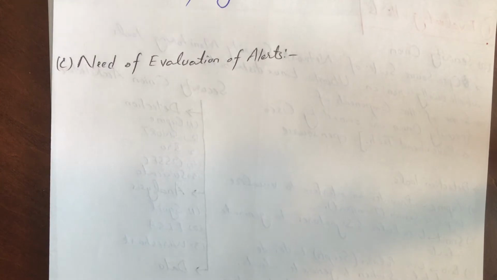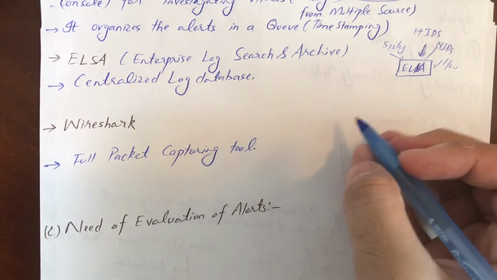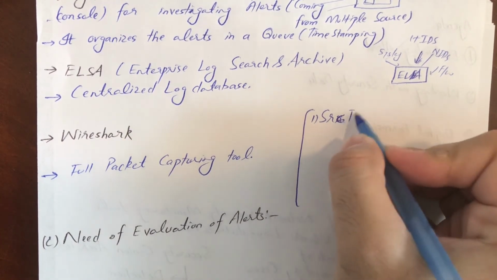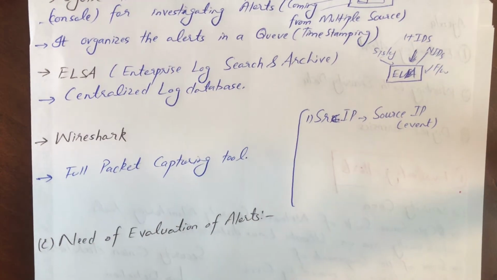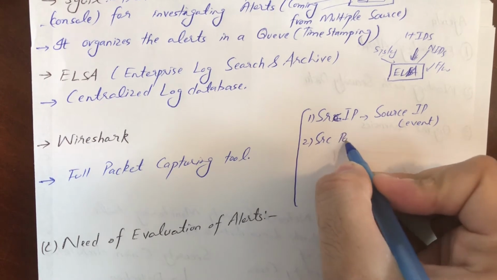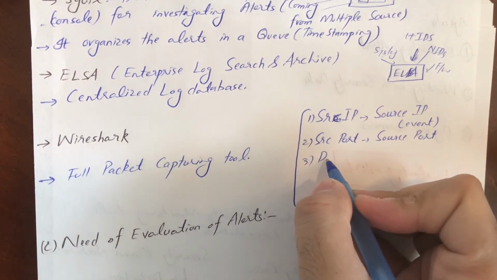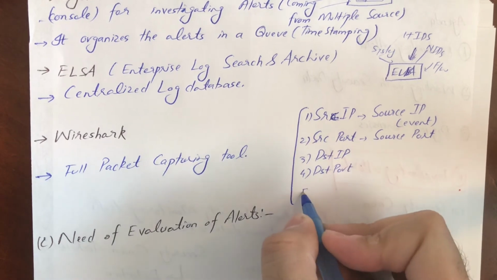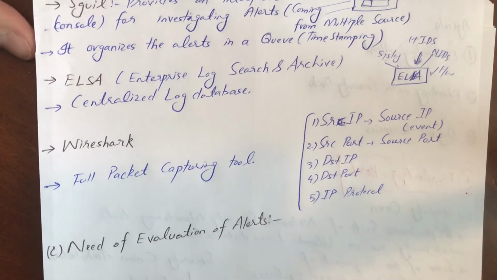Next is the need for evaluating alerts. Now, the question is, why do we need to evaluate alerts? One thing which is worth noting is that all these alerts commonly have 5 things. The 5 things common in an alert are, first, the source IP address, SRCIP, the source IP which created or because of which the event occurred. Then the source port number, from which port of the source the event came. Then the destination IP address, then the destination port, and the 5th one is the IP protocol, which particular protocol has been exploited or used for that event.